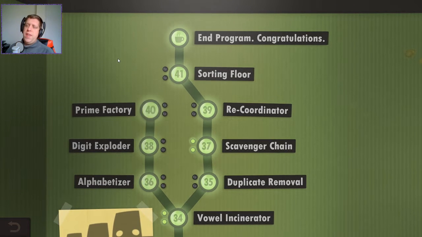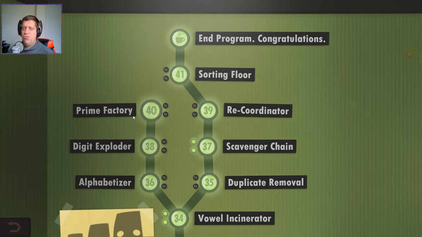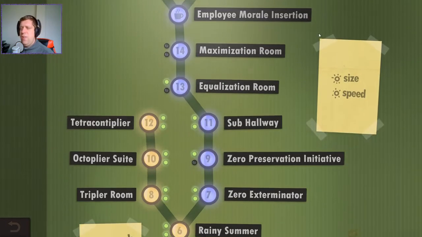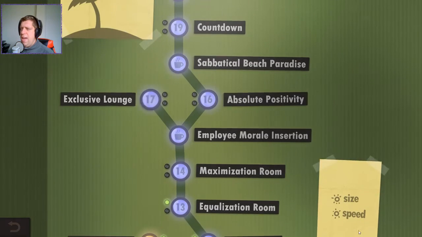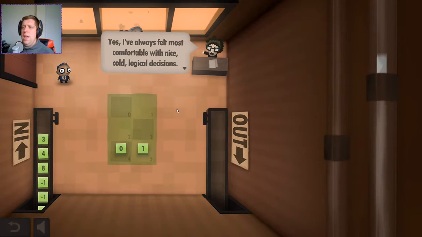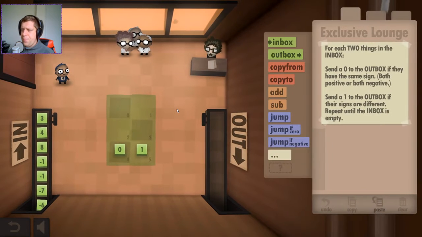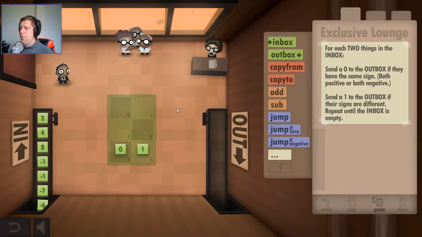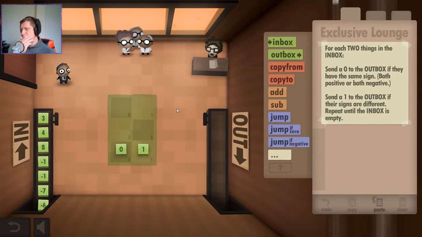Last time out, we was trying to look at that, and I have no idea where to start with that. So we're going to ignore that like the plague right now, and we're going to head back into here. It's the only other one down the left-hand side we haven't done as yet. And this is one where we've got to see if the signs are the same and then output the answer to the outbox.